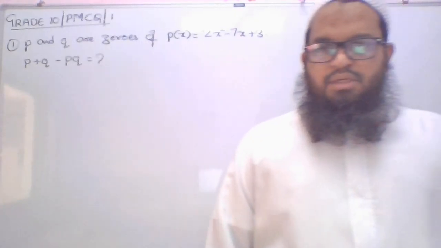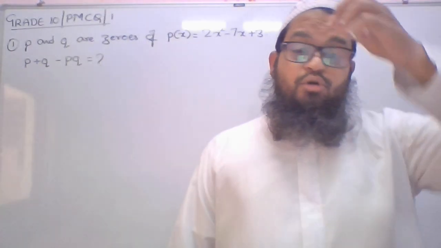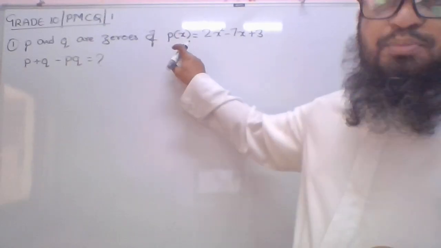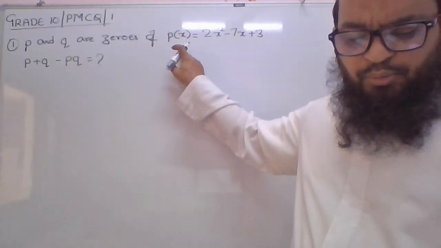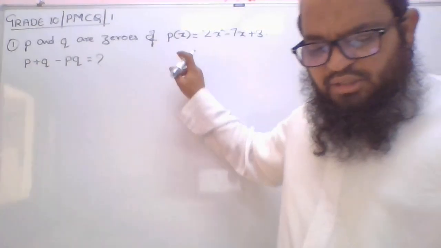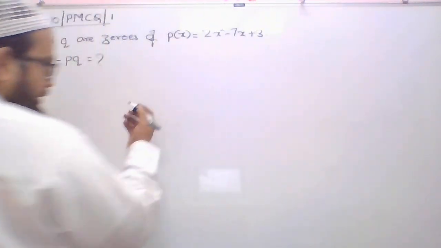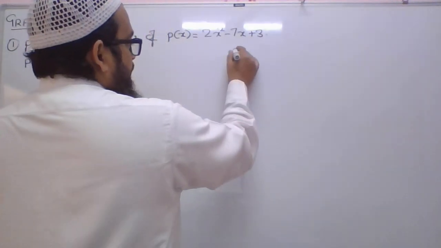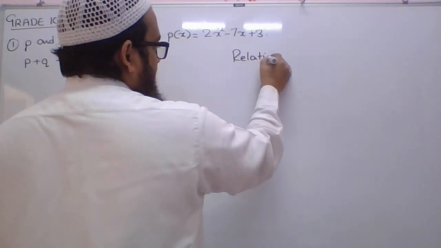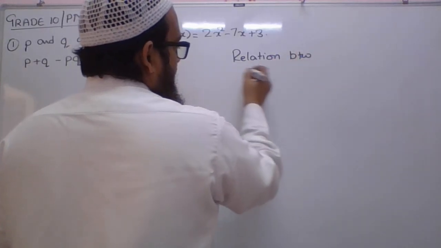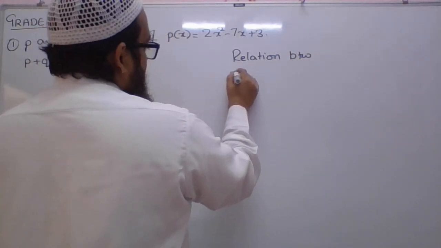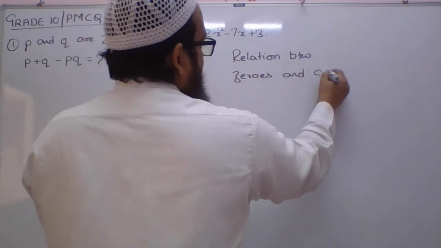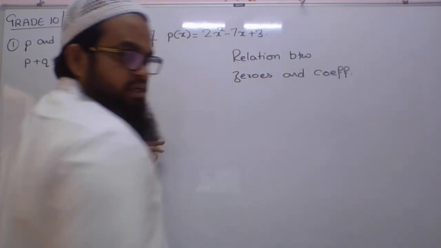So the first question is: p and q are zeros of a polynomial 2x square minus 7x plus 3. So it is polynomials. That means this chapter is polynomials. What is the concept we have studied? Before doing this problem, let me explain. Everybody listen. We have studied about the relationship between zeros and coefficients. Did we study it?